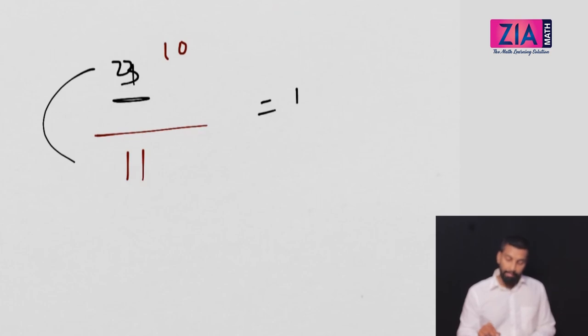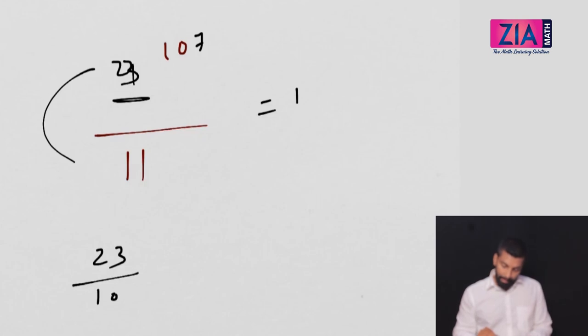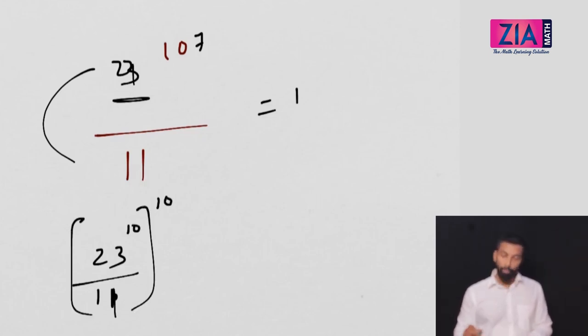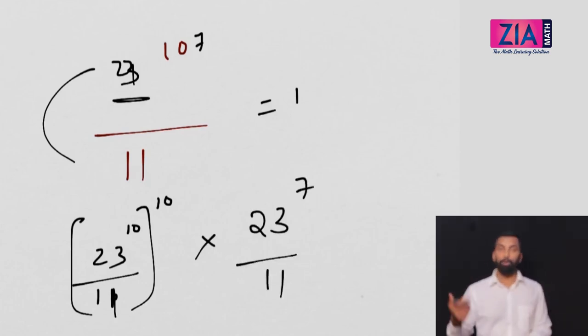Then how will I make a question? I make this 10 as 107 or 127 or 123, 143, whatever it is. Then you need to arrange in that way, right? If this is the case, what is your answer? The way you solve it is 23 by 11. You write it as 10, you get remainder 1. So 10 such groups are there into 23 raised to 7 by 11. So that you need to do manually.